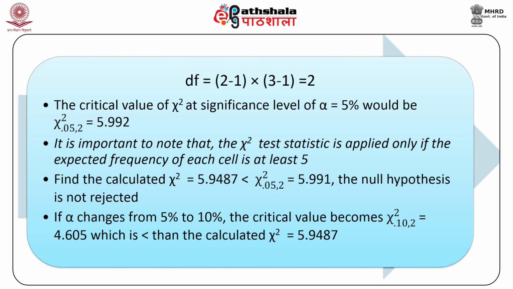Now, it is important to note that the chi-square test statistic is applied only if the expected frequency of each cell is at least 5. Comparing this calculated and the critical value, we find that the calculated chi-square, which is equal to 5.9487, is less than the critical value, which is 5.991. Therefore, the null hypothesis is not rejected. Thus, we conclude that the two categorical variables, gender and preference for chocolate, are independent of each other.